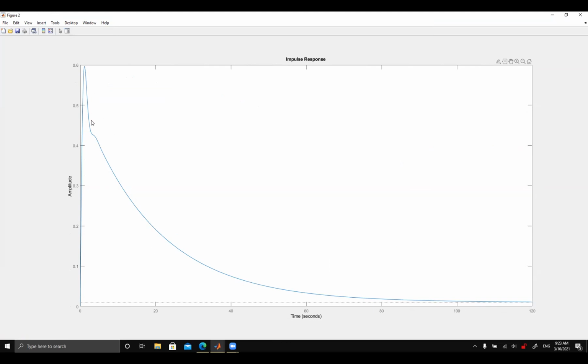Can someone tell me why it decays so slowly? Any ideas? What is the difference between the lead compensator that we added and the lag compensator?